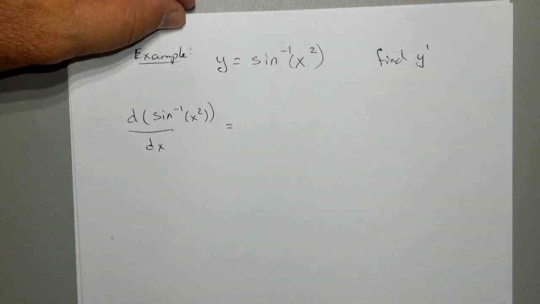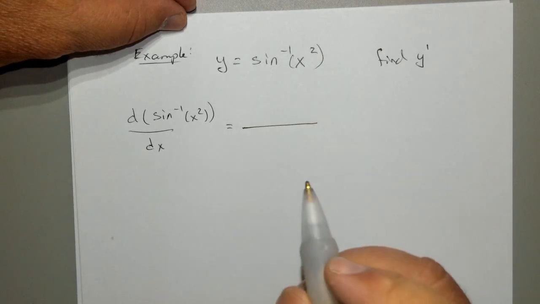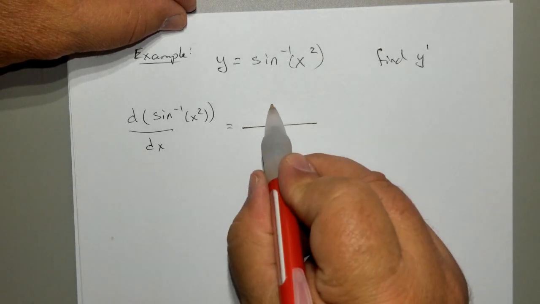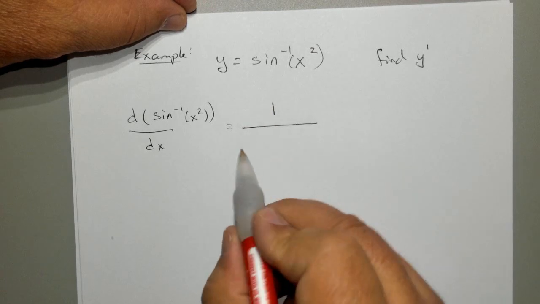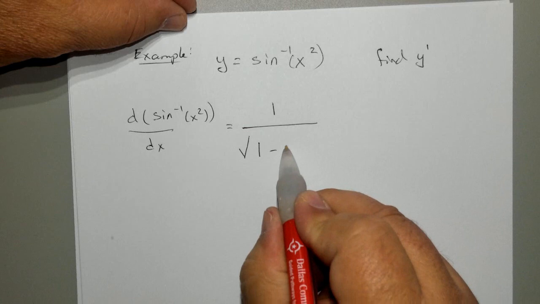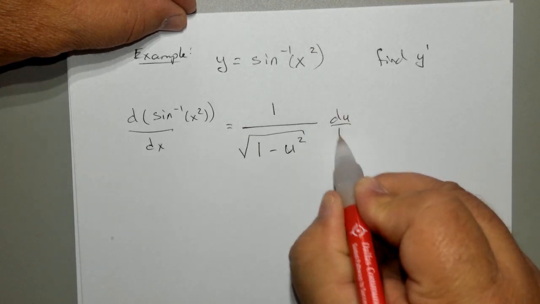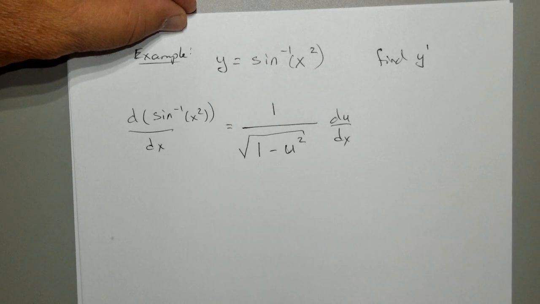Use the formula we just did. What's the formula for sine? 1 over square root of 1 minus u squared, du dx. What's u in our example? What's u?